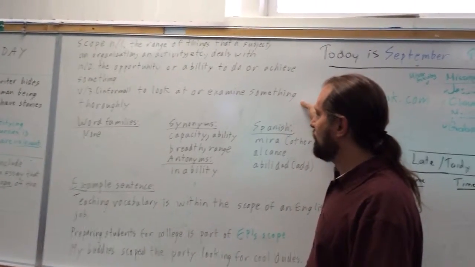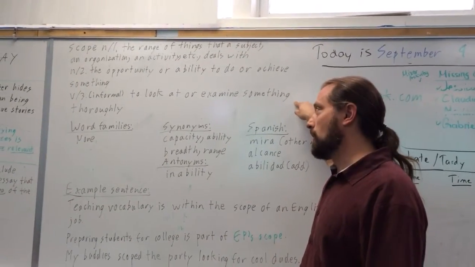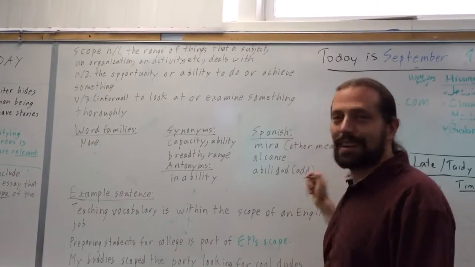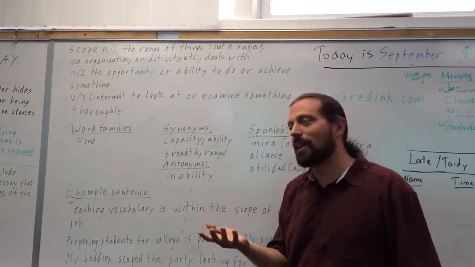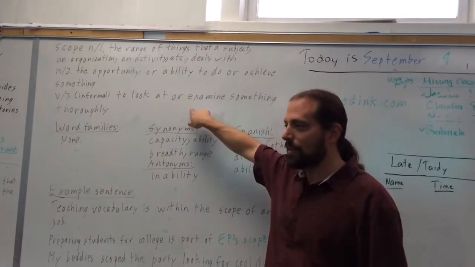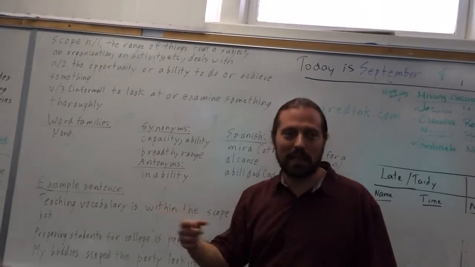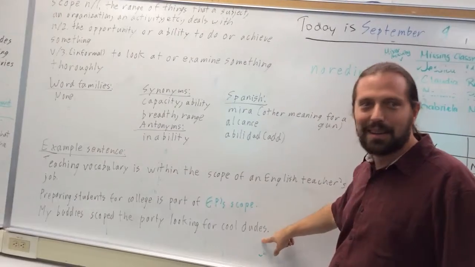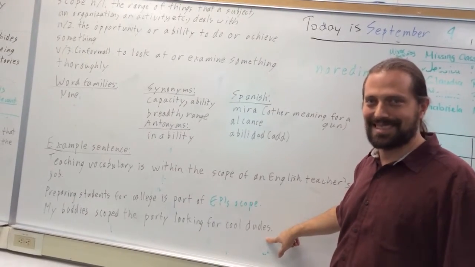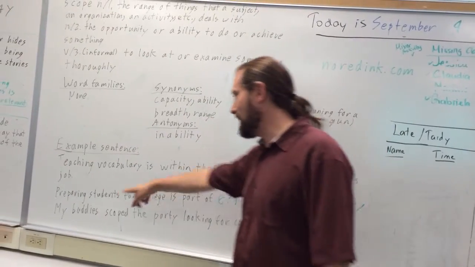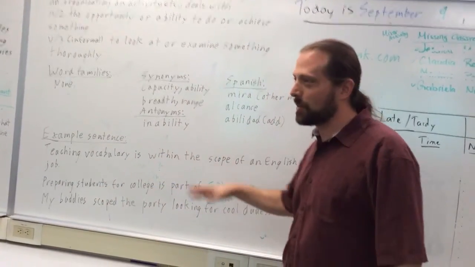Okay, and then number three is informal, very informal. To look at or examine something thoroughly, but that's an informal word. I would say it's almost a slang word. Don't use it in an essay like that. Use it in speaking informally. My example for that is, my buddies scoped the party looking for cool dudes. You have a couple of words in there that are not appropriate for an essay, that are informal, right? Buddies and dudes are both informal.